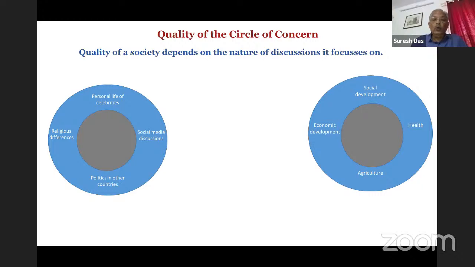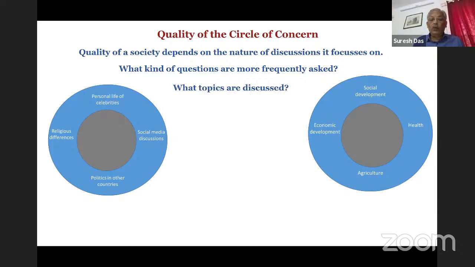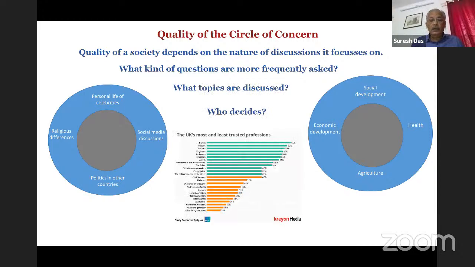So the quality of that society depends on the nature of discussions it focuses on. What kind of questions are most frequently asked and discussed in a society? And what topics are discussed? And who decides what topics are decided? The top half of the trusted people, or is it the bottom half of the society which are less trusted? And you can see very often, very clearly, who drives the agenda for discussions in society.